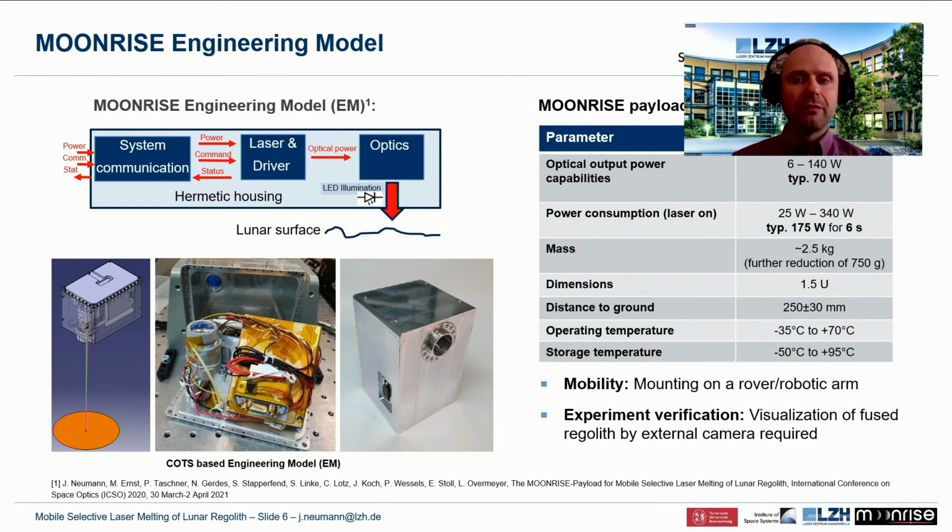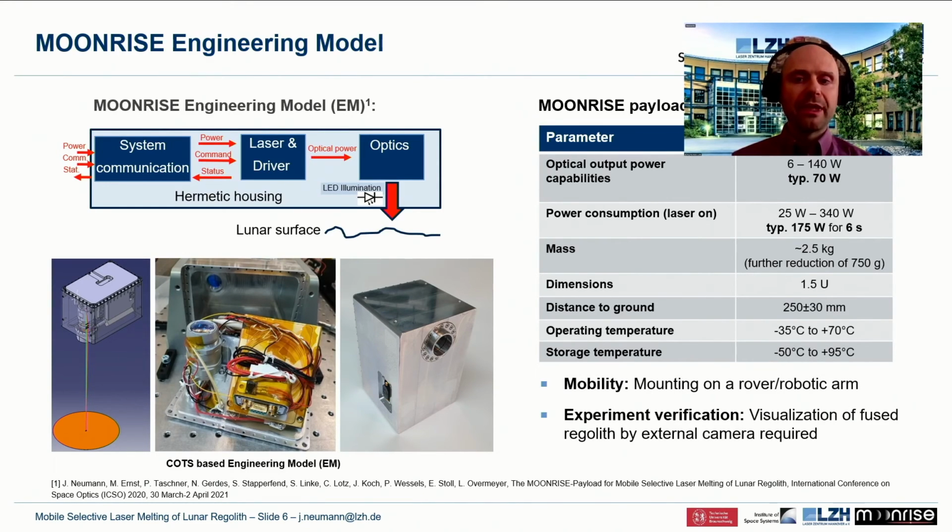further potential for mass reduction, and the size is 1.5 CubeSat units. The distance to the ground you need is about 25 centimeters. We also got some preliminary temperature data from the emission scenario, which is also shown here. The engineering model is working with a fixed laser spot, so you need to add some mobility, which can be done by a rover or robotic arm to also create 1D or 2D structures.